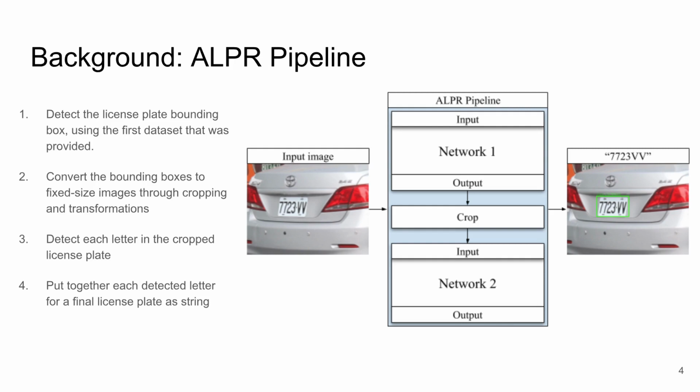Our ALPR pipeline for our neural network pipeline is the following. We will detect the license plate bounding boxes using the first dataset that was provided. We convert and crop those, send them into our second network, which will detect the letters from the license plates, and we put that all together so we have a bounding box with the segmented letters from the license plate.